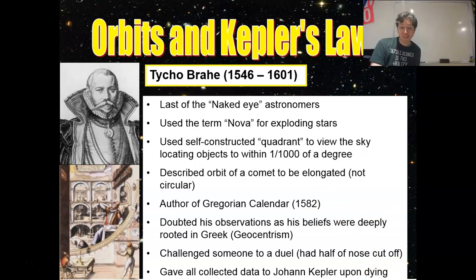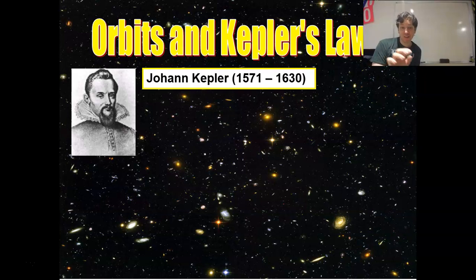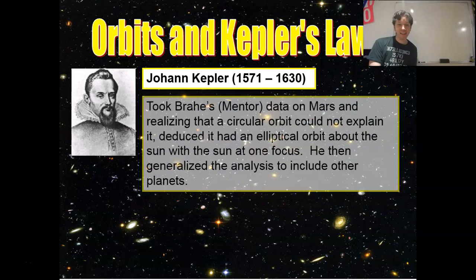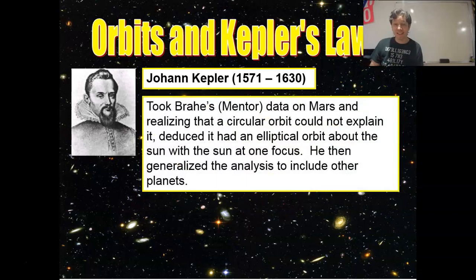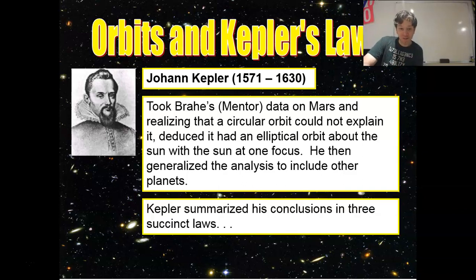We're going to talk about his student, Johann Kepler. Upon dying, Tycho Brahe left all of his data to Johann Kepler. Now this is still before Newton. Johann Kepler used Brahe's data to come up with 3 laws of planetary motion. And those are the 3 laws we're going to go over.